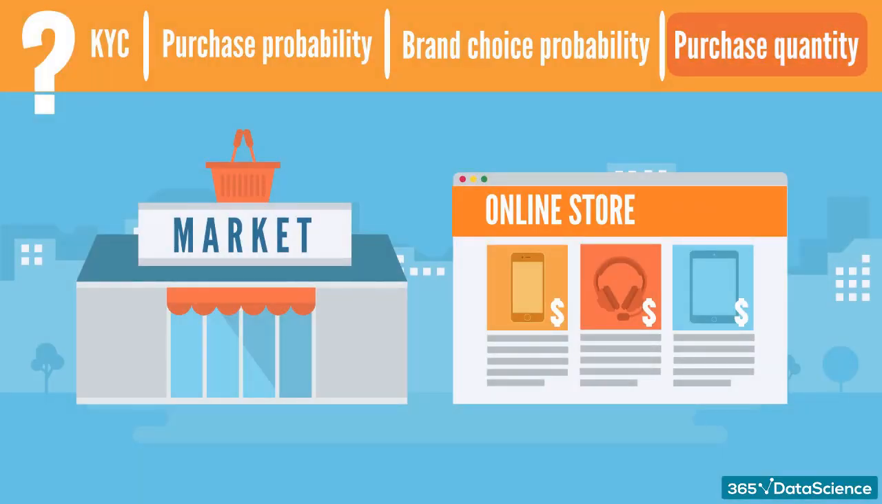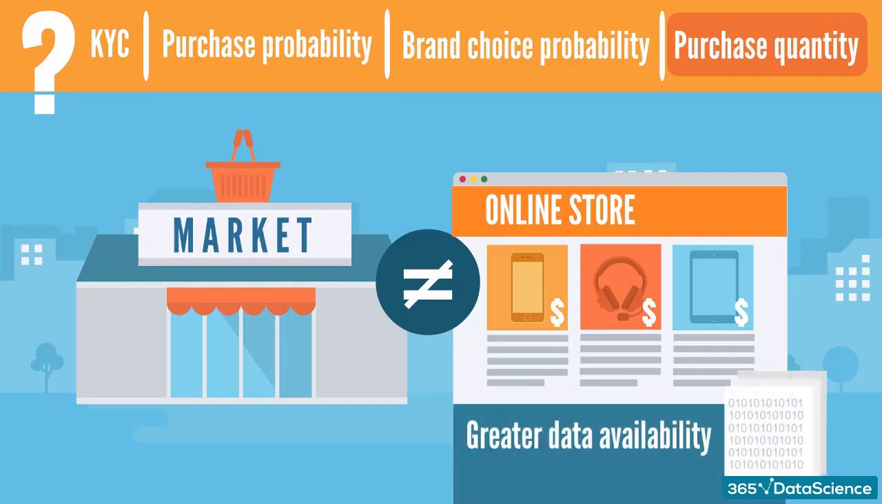Alright, with respect to our fourth question, or how many units the customer is going to purchase, we can say that we wouldn't expect significant differences in how we predict that for physical and online stores. That is, of course, apart from the advantages that the greater data availability in online stores gives us.